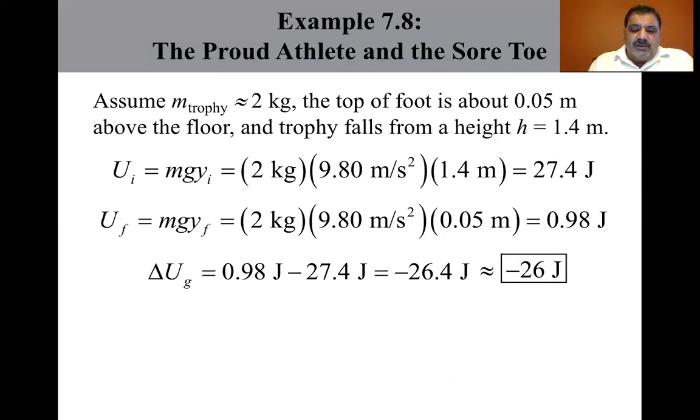Approximately 26 joules. The system had about 27 joules of gravitational potential energy before the trophy began its fall, and approximately 1 joule of potential energy as the trophy reaches the top of the foot.